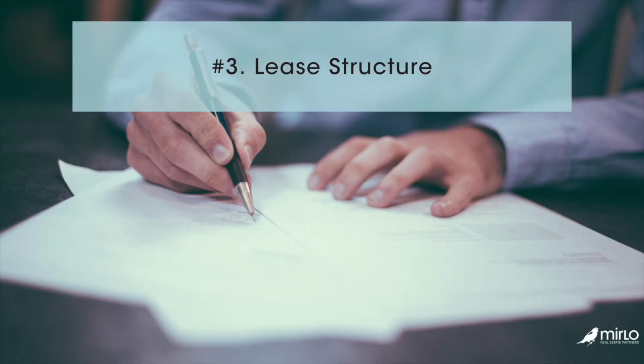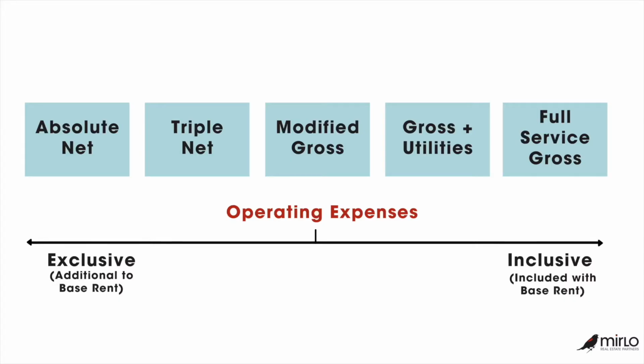When looking at types of lease or lease structures, it is important to understand exactly what type of lease is being offered so you can create an apples-to-apples comparison between the cost of multiple spaces. Most commercial leases fall into two main categories: net leases and gross leases. In general terms, a gross lease has all the operating costs included in the rent, while net leases separate the rent from the other operating expenses. Full service gross, gross plus utilities, modified gross, triple net, absolute net.